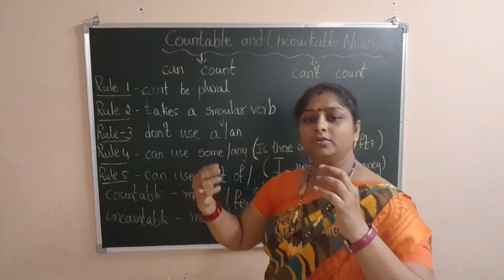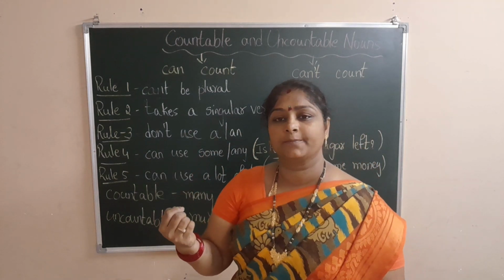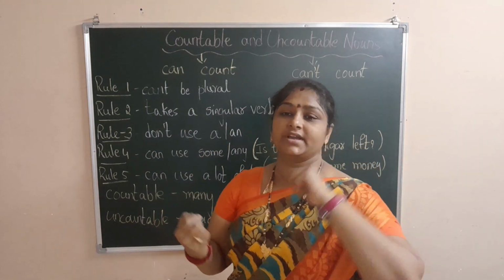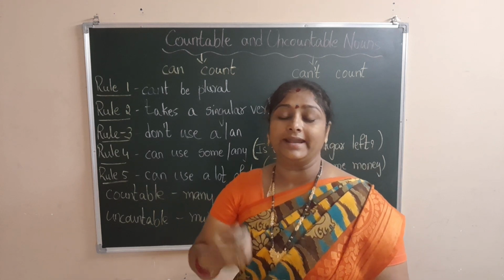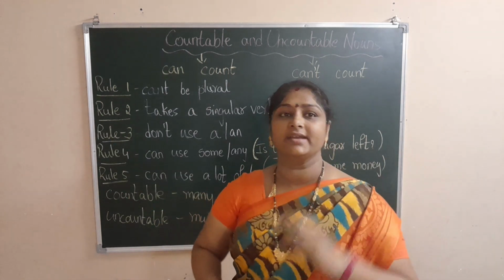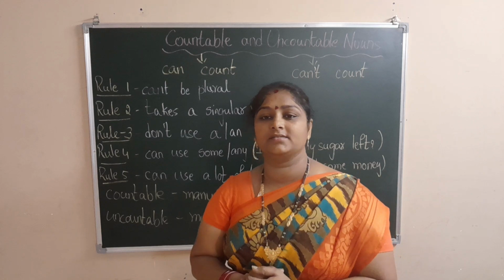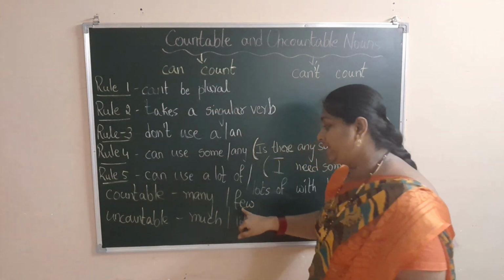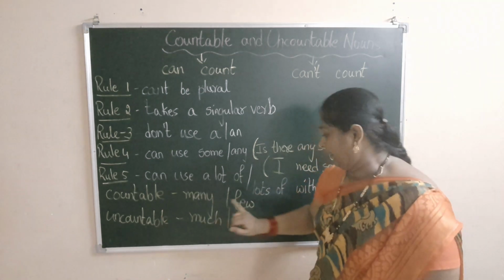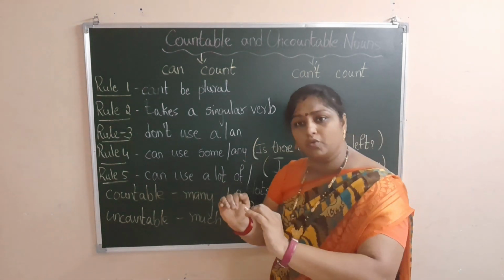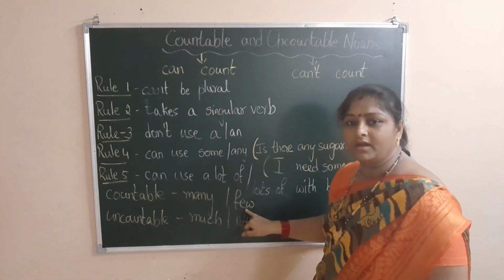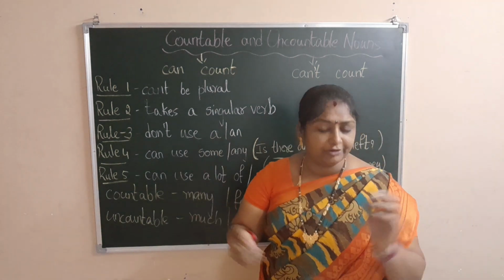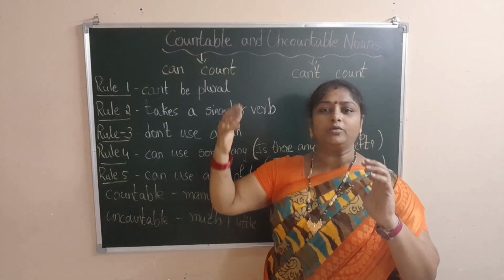I have many pens. There are many chairs. Okay, there are many pencils. There are many erasers. There are many fans. You can use many if it is more in number. And for countable nouns, if it is very less, how do you use it? I don't have many, I have few.